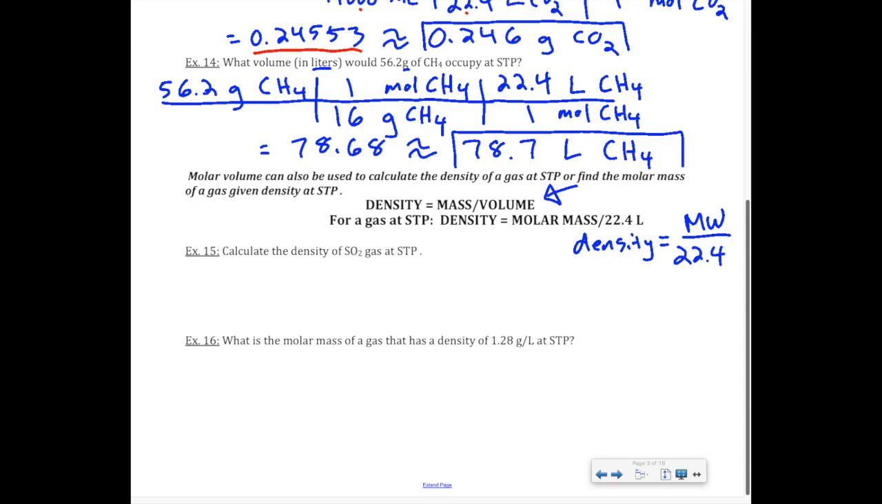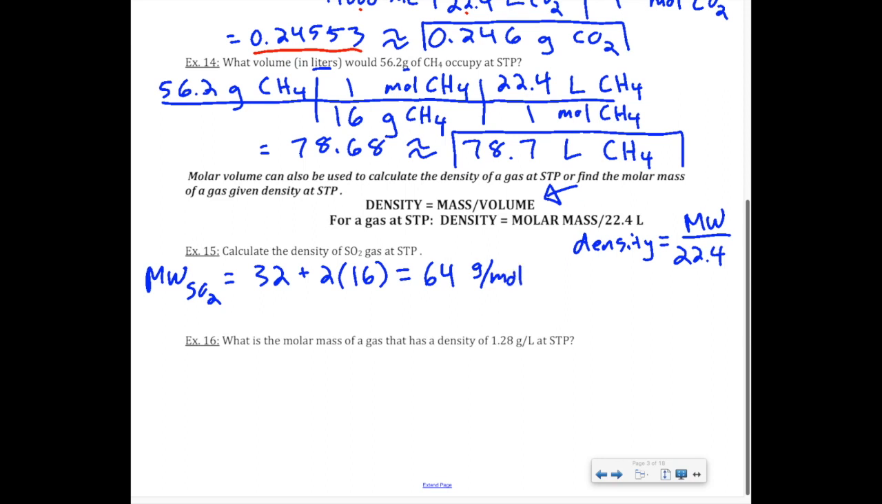So to do example 15, I want to calculate the density of SO2 gas at STP. So I need to find the molecular weight first. The molecular weight of SO2 is just going to be the molar mass of sulfur, which is 32, plus 2 times the molar mass of oxygen, which is 16. Found those from the periodic table. And that ends up to be a total molar mass of 64 grams per mole.